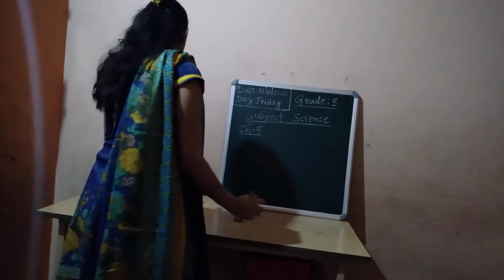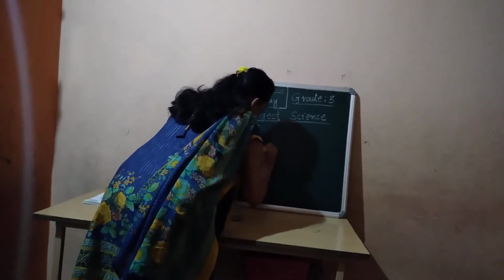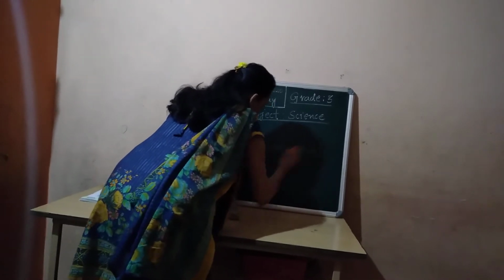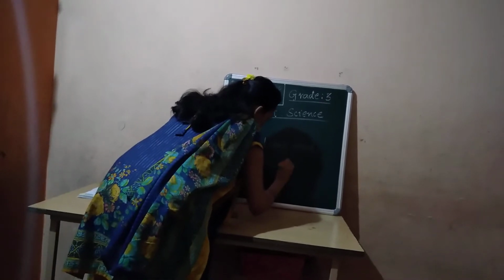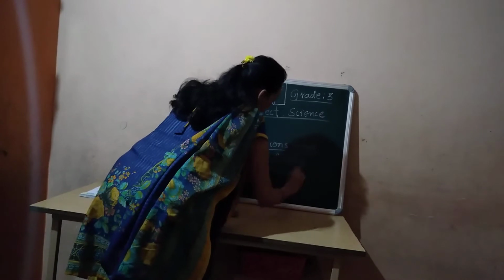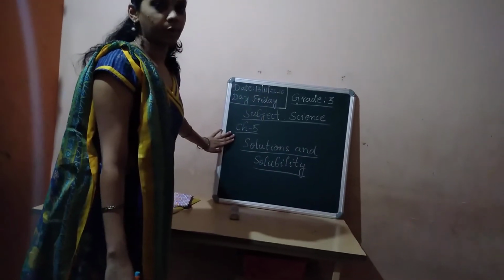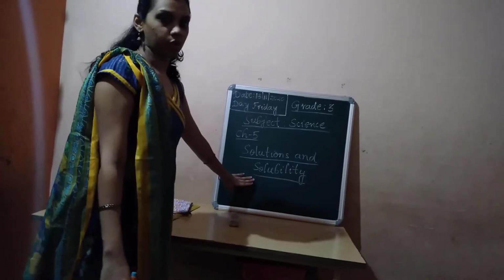So, what is the name of the chapter? It is Solutions and Solubility. Okay, what is the name of chapter 5? It is Solutions and Solubility. I'll repeat again. We are going to see the introduction of the new chapter 5. It is Solutions and Solubility.